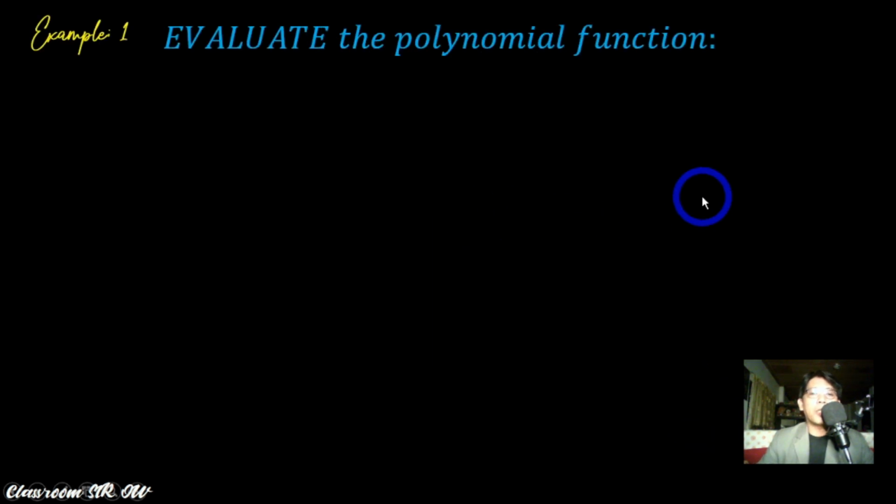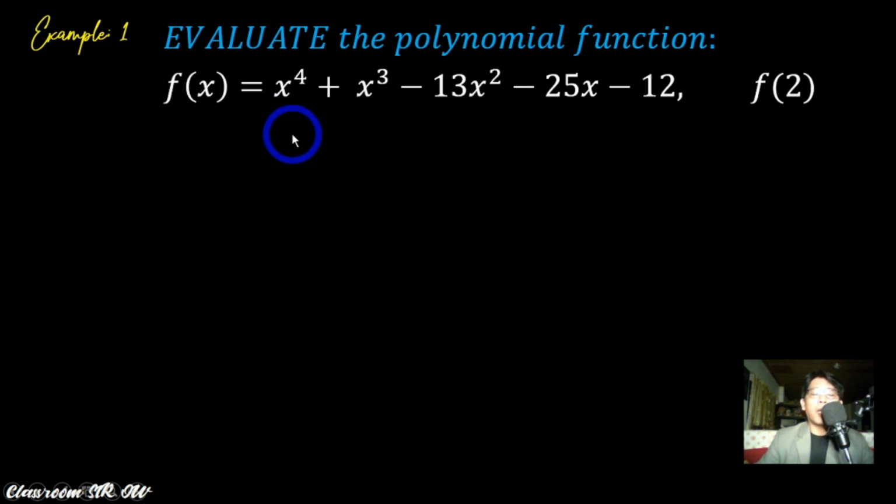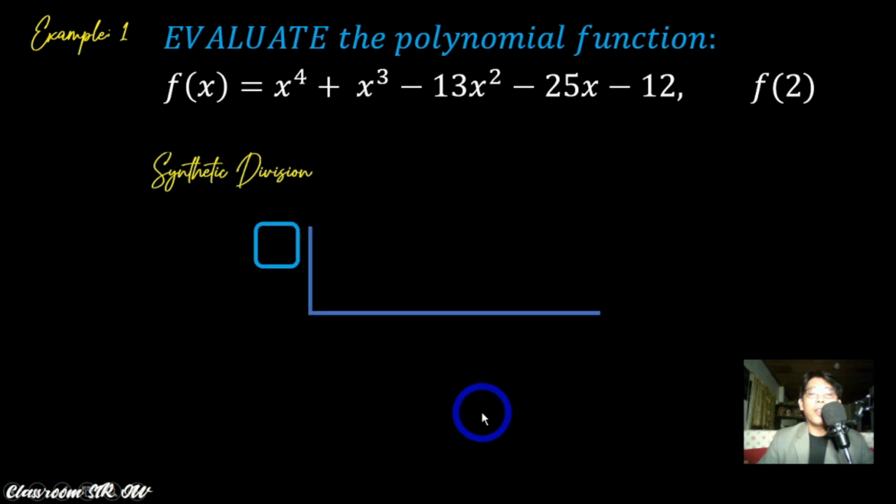Example number 3, which is our last example. We are asked to evaluate the polynomial function f of x is equal to x to the power 4 plus x cubed minus 13x squared minus 25x minus 12. And we are looking for f of 2. Now, you can evaluate this function by substituting 2 to each term, or replacing x by the value which is 2, or just simply make use of synthetic division. Anyway, by the remainder theorem, you will arrive at the same answer as evaluating the function.